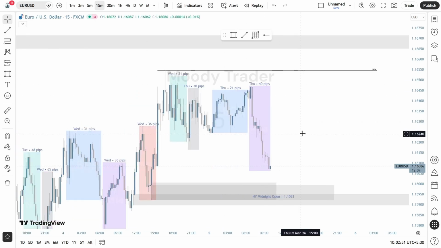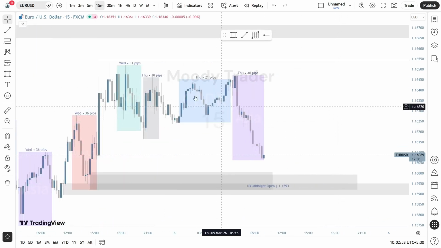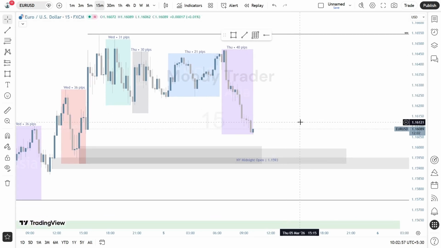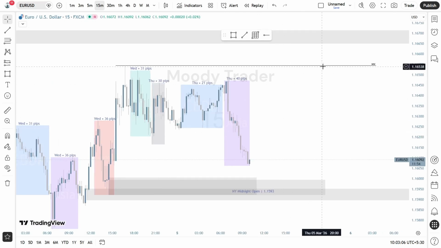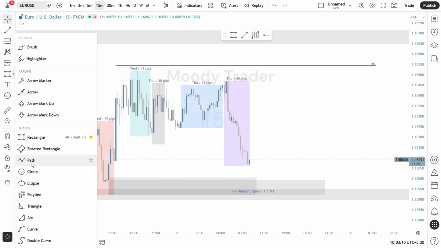Let's move to the sessions liquidity now. Now this is the CBDR session. Now this is the Asia session. I'm anticipating that most likely the price is going to take the low of the Asia session, and then we are going to take the Asia session's high to break this week low. So this is my today's bias. Let's mark it through the paths.